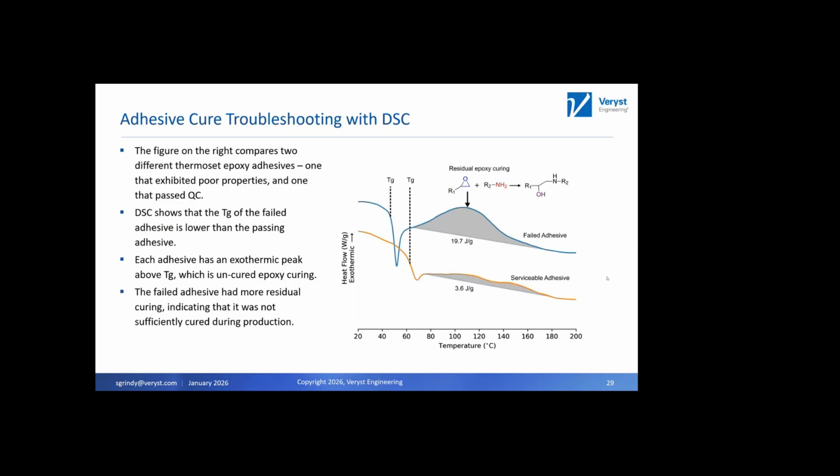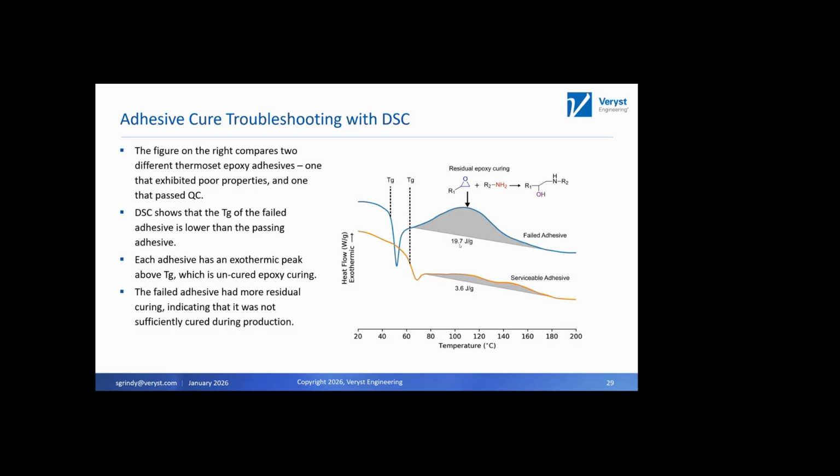Now, using DSC to measure chemical reactions is a different thing that can be done, especially for something like a thermoset epoxy. This is from a case study that we worked on, essentially comparing two different adhesives, one that we're calling serviceable and one that failed during service. And so if we look at the DSC traces, we can see that the serviceable adhesive has a higher glass transition temperature than the failed adhesive. And then we see this large exothermic peak in the failed adhesive, whereas the serviceable adhesive really has a much smaller peak.